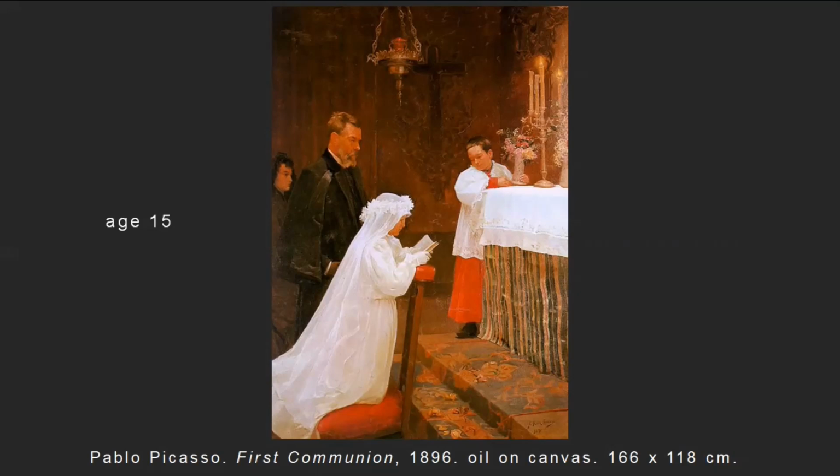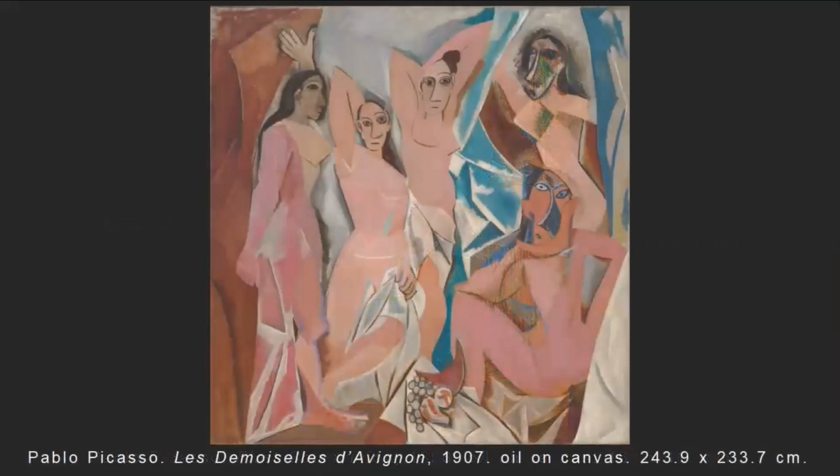Okay, so now let's look at a painting from 11 years later. This is Les Demoiselles d'Avignon from 1907. And at this point, Picasso is around 26 years old. And this is it. This is his first real major, super major masterpiece right here.